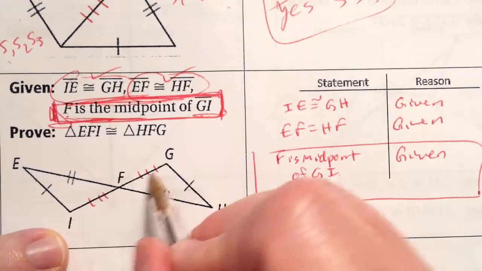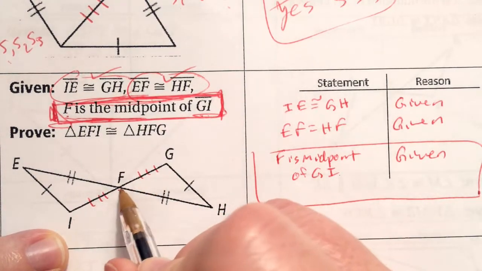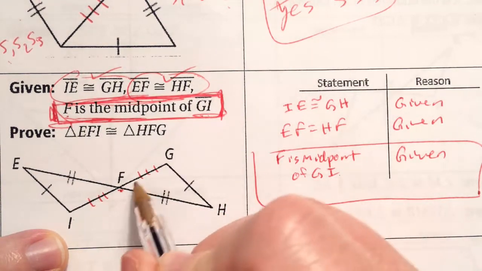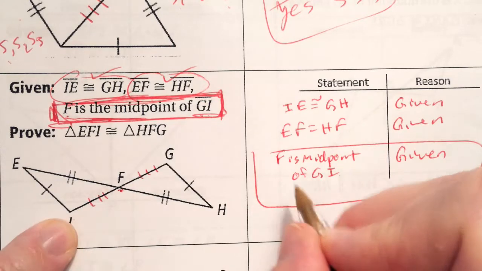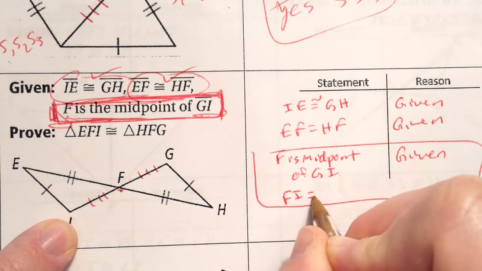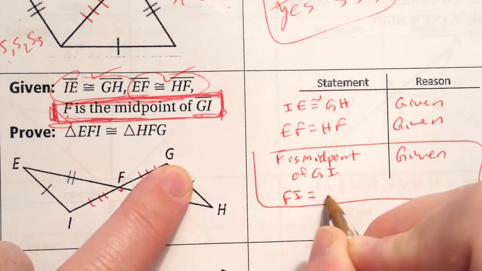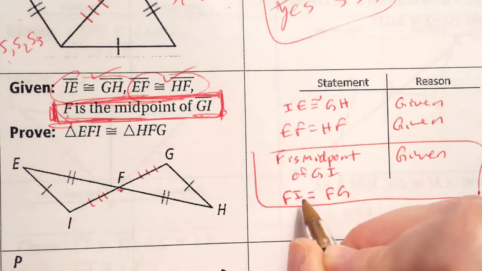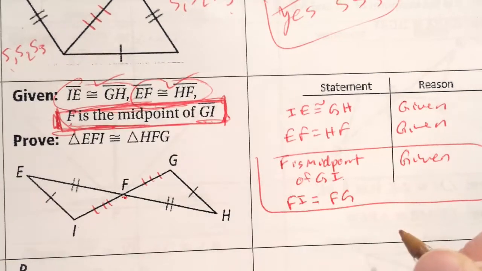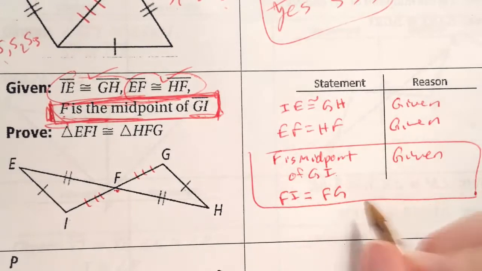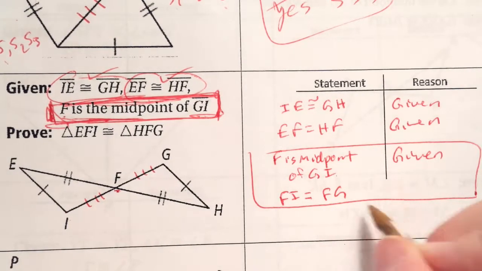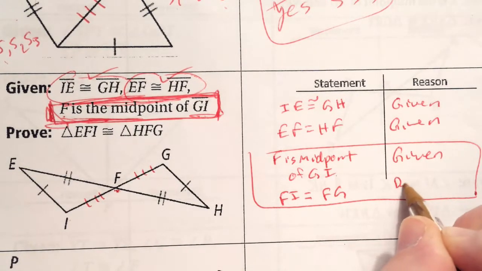Because that's the midpoint, right there is the midpoint, so this is equal to this. So I'm going to say FI is equal to FG. Or I could say vice versa, IF is equal to GF. Now, how did we know that? What was said in order for that to happen? And that was the definition of midpoint.